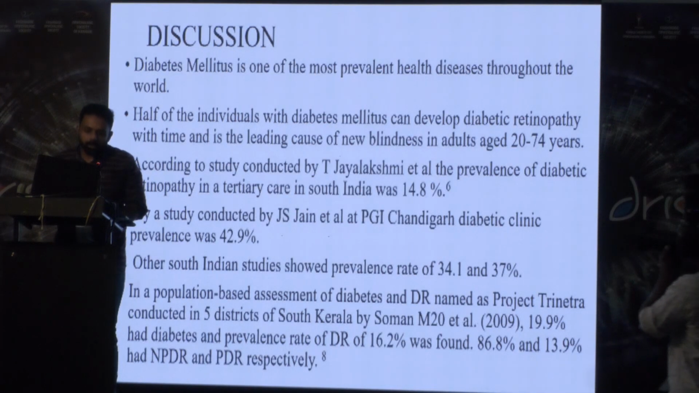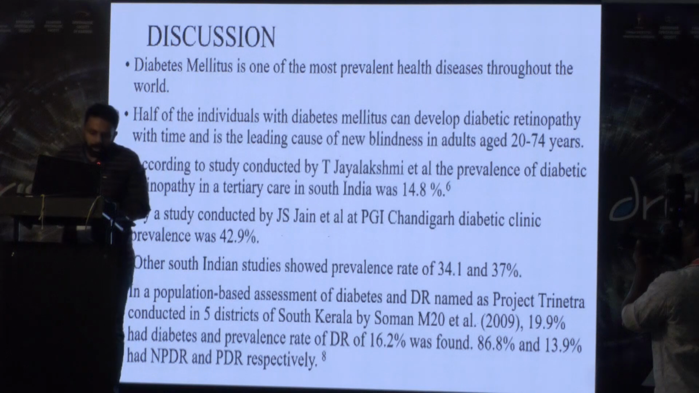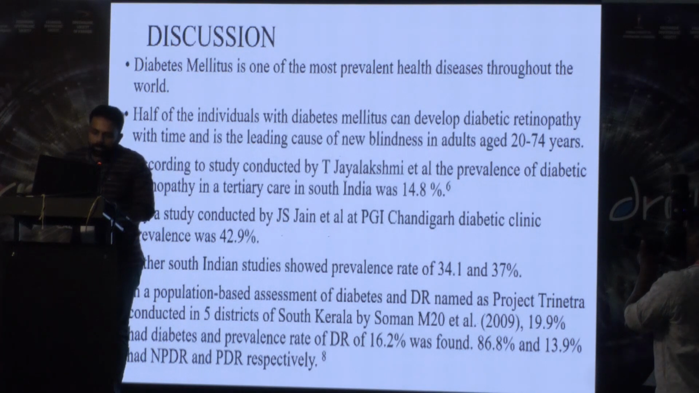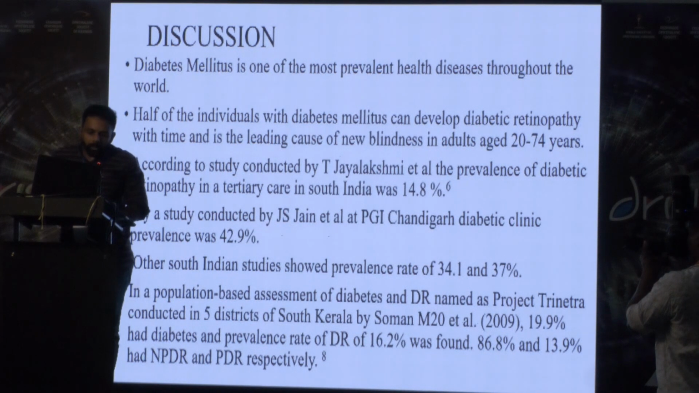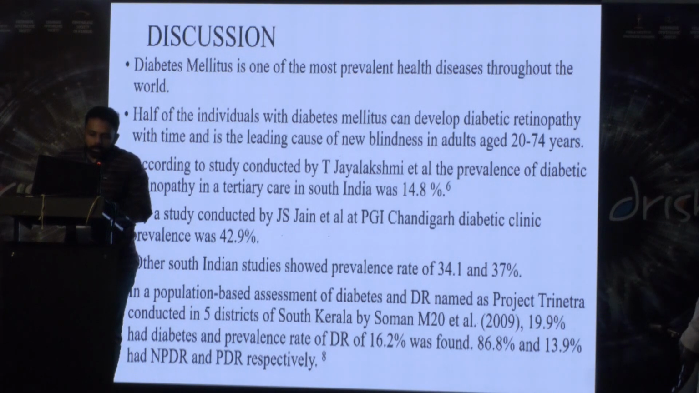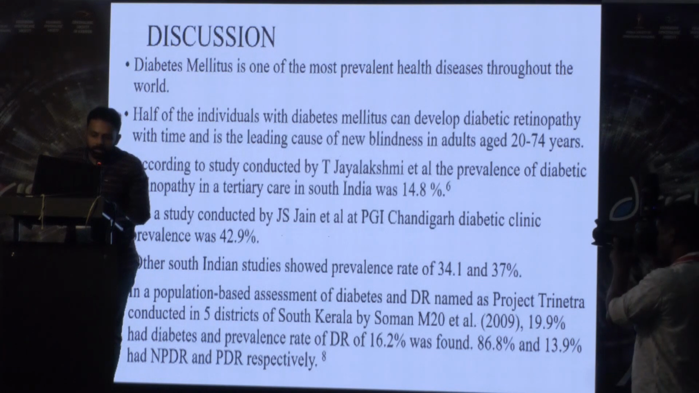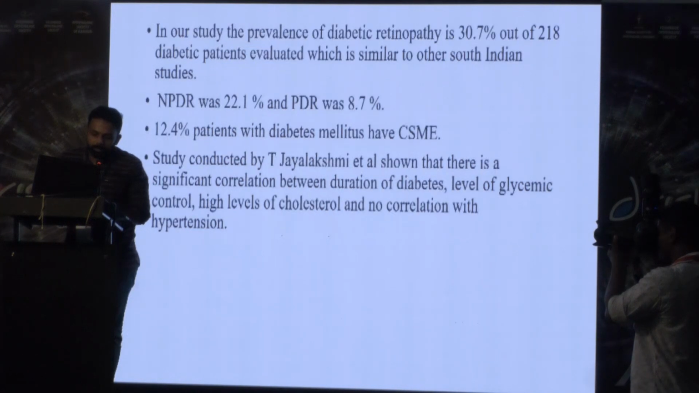Discussion: diabetes mellitus is one of the most prevalent health diseases throughout the world. Half of the individuals with diabetes mellitus can develop diabetic retinopathy with time. According to a study by Dr. T. Jalakshmi, the diabetic retinopathy prevalence was found to be 14.8%. But another study by J.S. Jain found the prevalence to be 42.9%. Other South Indian studies showed prevalence rates between 34.1 and 37%. In our study, the prevalence of diabetic retinopathy is 30.7%, which is similar to the other South Indian studies.